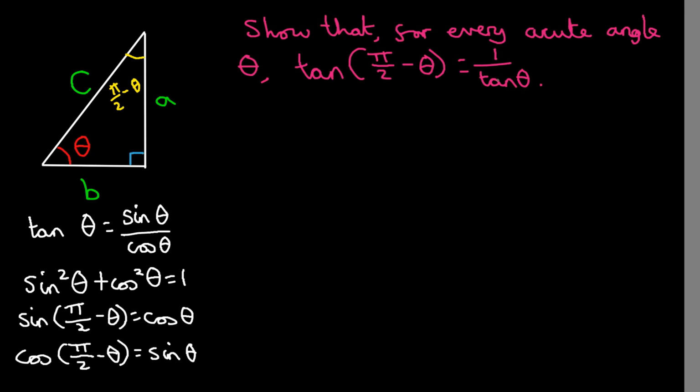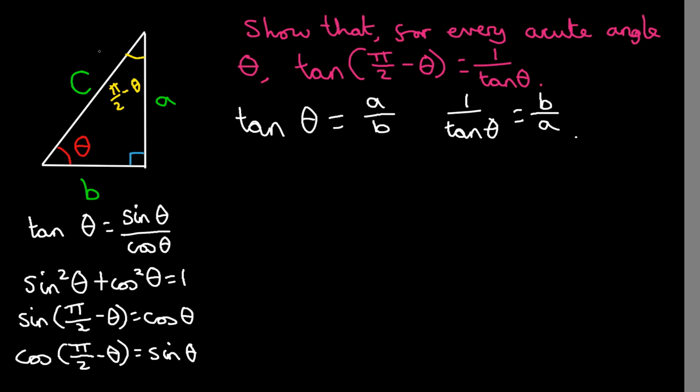Okay, now you can see that the tan of theta, this angle, is a over b, opposite over adjacent, and so you can see that 1 over tan theta is the reciprocal of a over b. So 1 over tan theta is b over a.